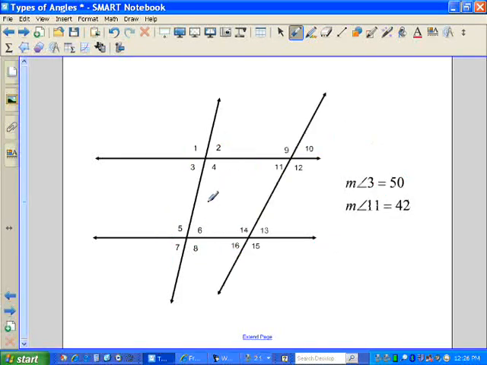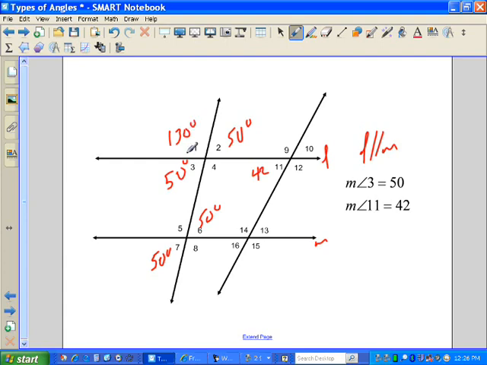Okay? A little more difficult problem, but still not so bad. Angle 3 is 50, angle 11 is 42. Still need the condition that L is parallel to M. We have that, we can just start filling in. We know that in this one we're going to have bunches of 50s. Angle 2 is going to be 50, angle 6 is going to be 50, angle 7 is going to be 50. Going to have a bunch of 130 degree angles. Again, don't judge the size, so all the rest that we haven't marked are 130.